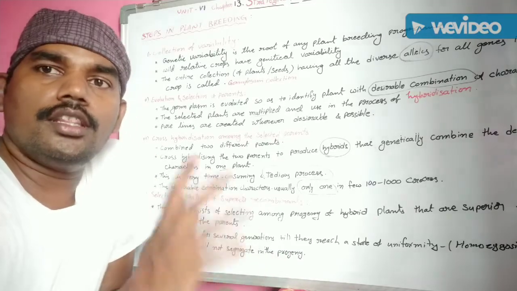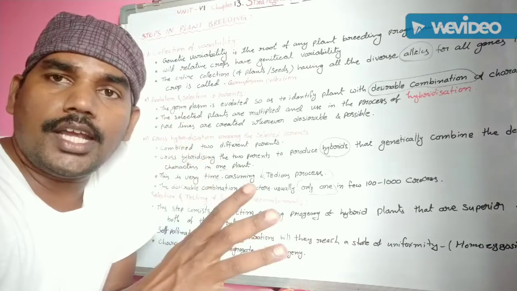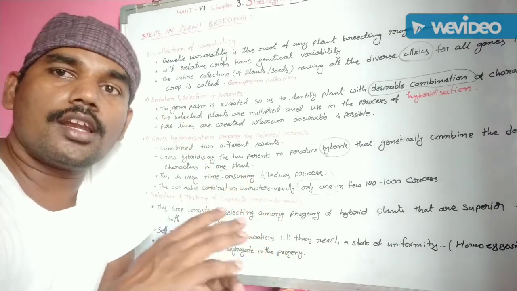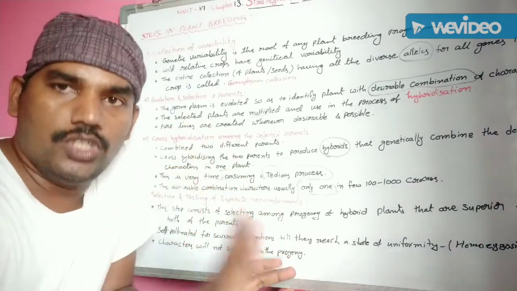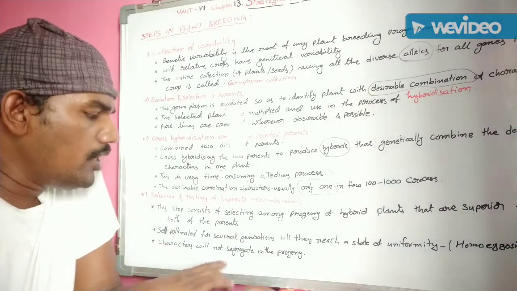We self-pollinate the F1 generation plants, and the combined characters are not completely combined. They are independently expressed in the F2 generation. Okay, understand? In this way, the characters will not segregate.